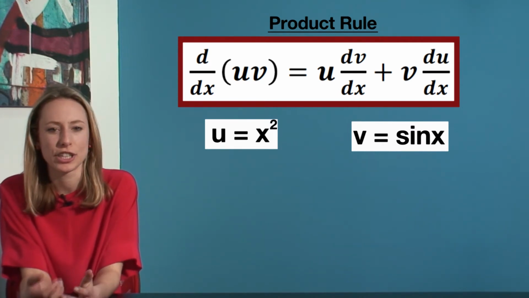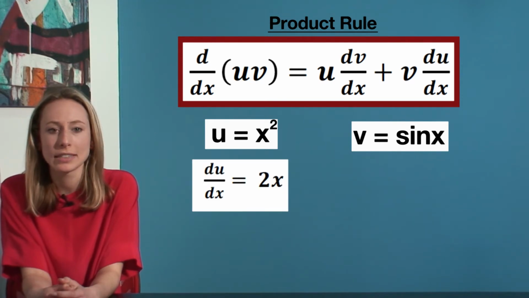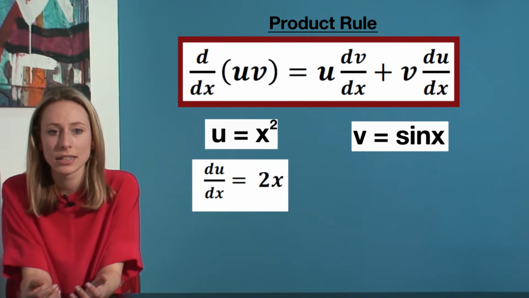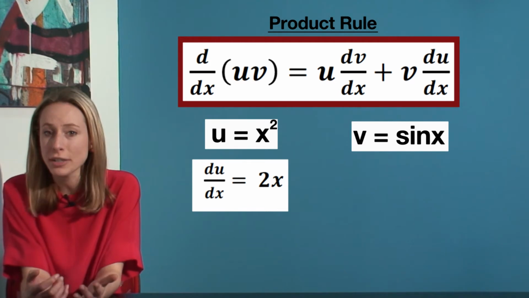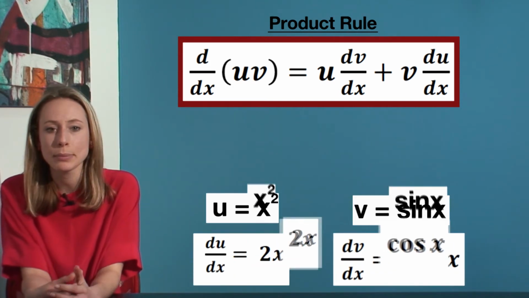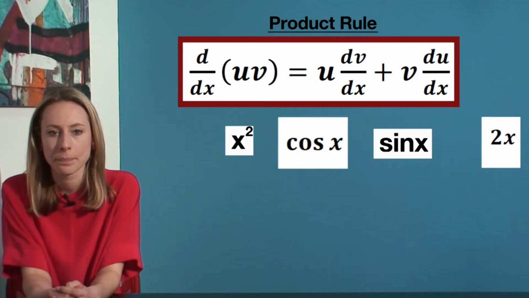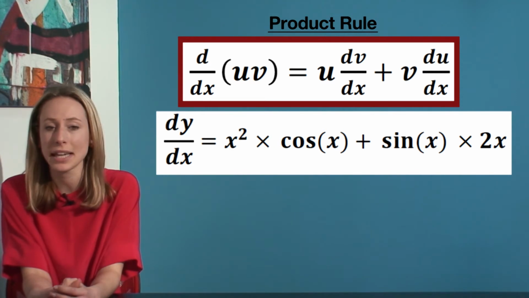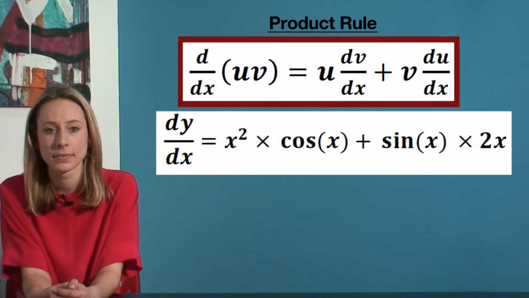Using our basic differentiation rules, we can work out that du/dx equals 2x, and using differentiation rules for trig functions, we can work out that dv/dx equals cos x. All we have to do now is substitute these values into our formula, giving us dy/dx equals x squared times cos x plus sine x times 2x.